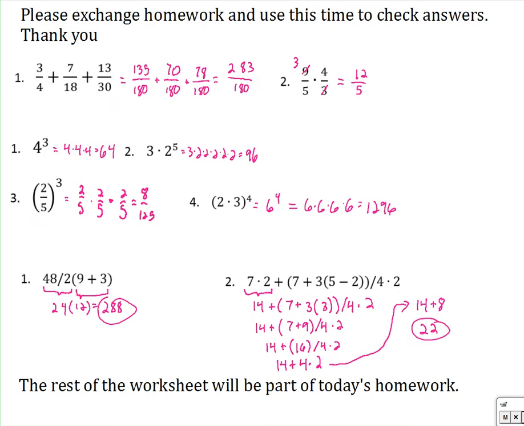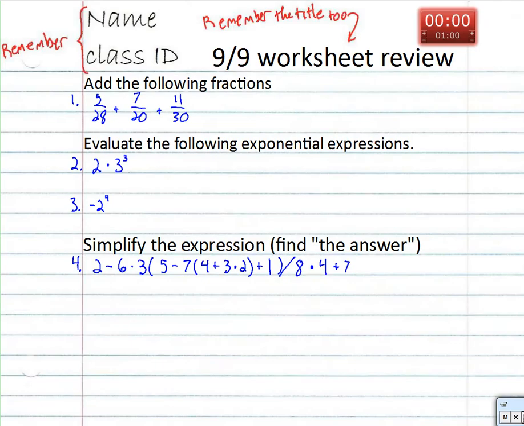Any other questions? Are you ready from the homework? If you feel like you're ready to show off your skills and pass in your homework, or your homework, I don't know what it is in this class. All right, let's go.